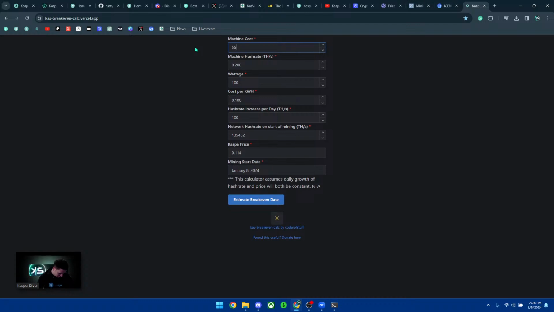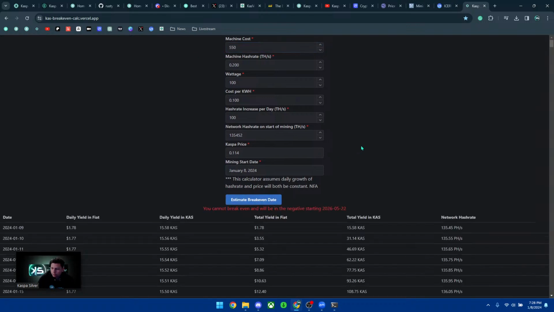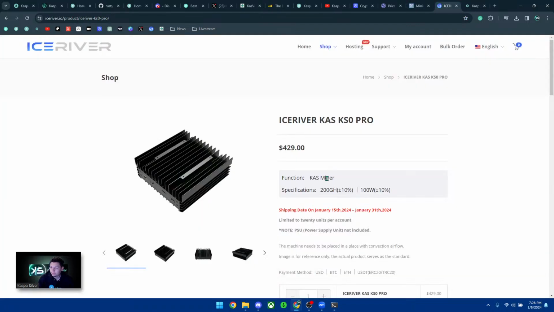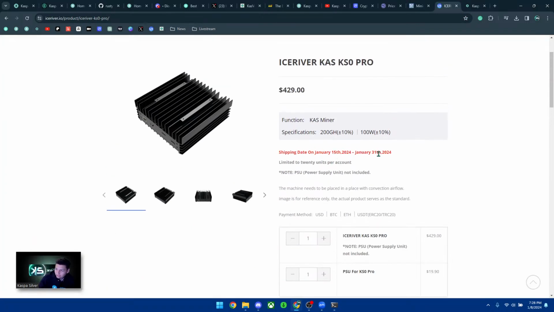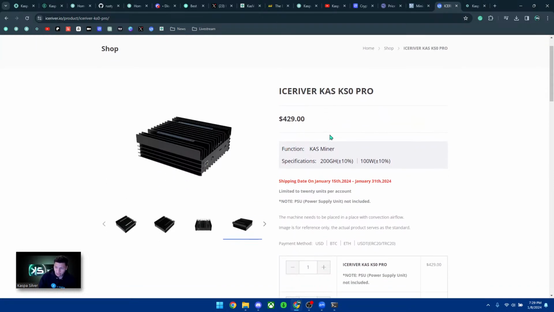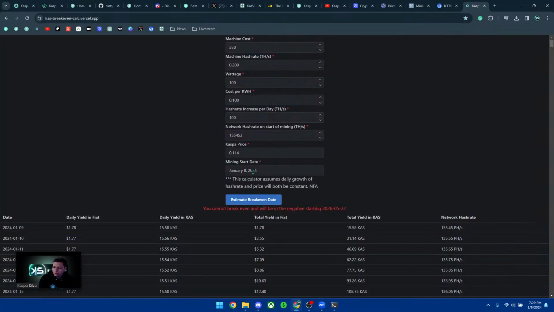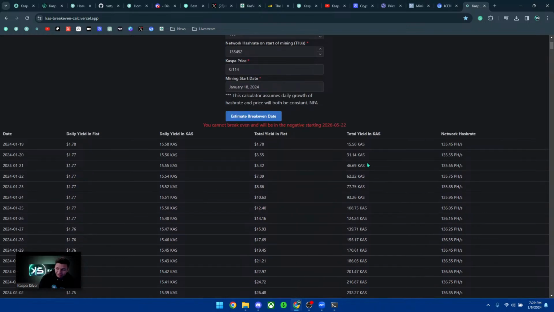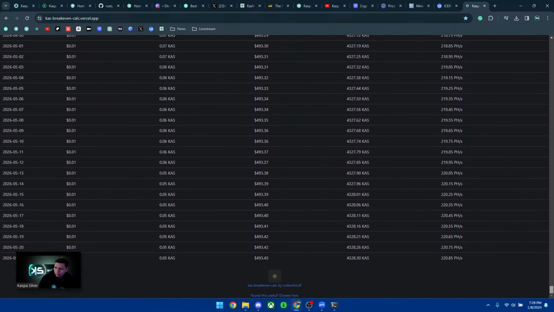Oh, the price. Oh wait, I have to also put the day that you'll get this. So January 15th through the 31st is when you will get this if you were to purchase from Ice River, which would be the cheapest option, but you'll still get it later. The 15th. So let's say you get it on the 18th. Right now you're not even going to break even in the dollar amount. 4,328 Kaspa. That's all you'll make.